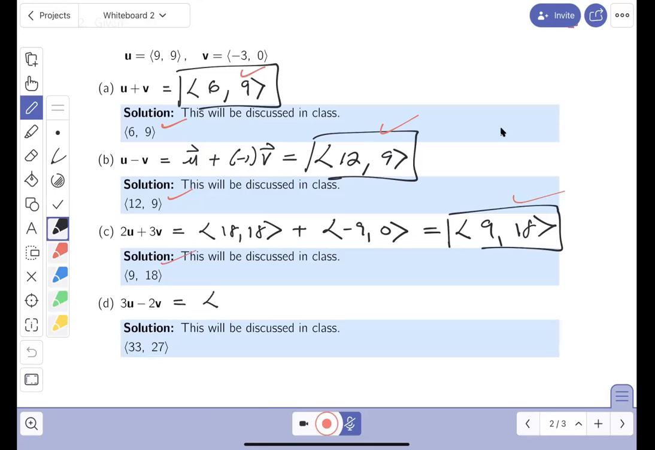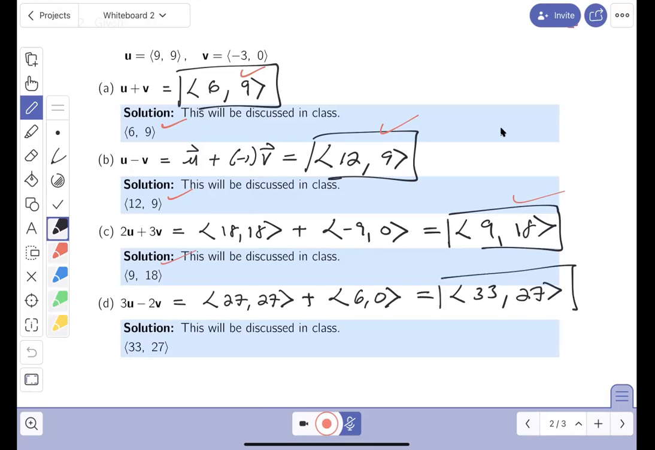Not so bad. It's 3 times U. That's a scalar multiple, 27, plus, all right, it's minus 2. That's the scalar multiple times the vector V, which would be 6, 0. What does this give me? 33, 27. All right, let's go to the next one.